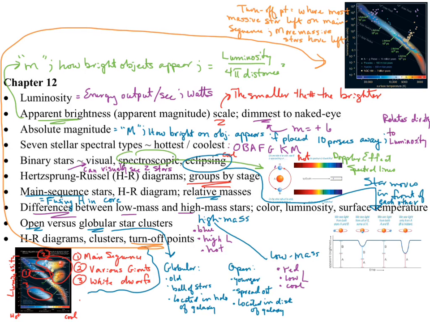the most massive star left on the main sequence. Where is the most massive star left on the main sequence? That's like the top of the diagonal. That's your turn-off point. And more massive stars have left the main sequence. That's a way of aging. I think I might add that. Maybe I should add that.